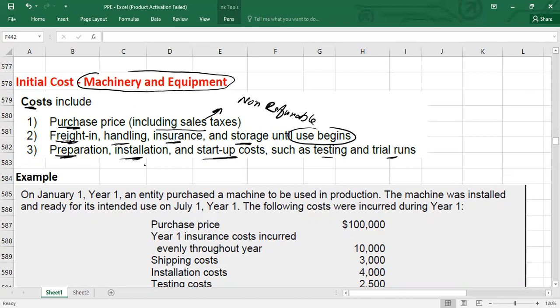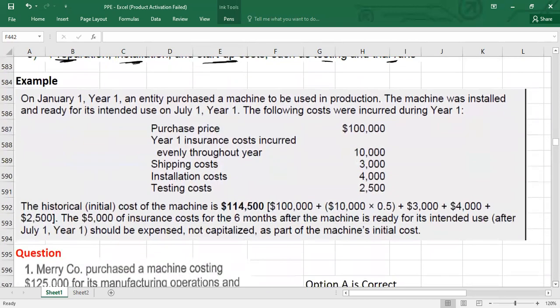So here we have a small example to practice. So here we go. On January 1, year 1, an entity purchased a machine to be used in production. The machine was installed and ready for its intended use on July 1, year 1. This is the date when the asset is ready for use. The following costs were incurred during year 1. We have a purchase price of 100,000. Of course, it should be capitalized.